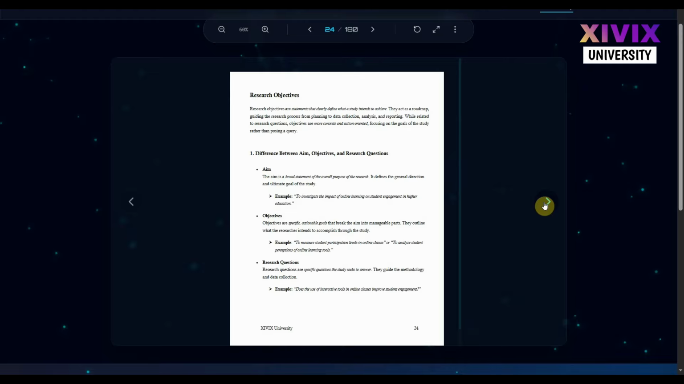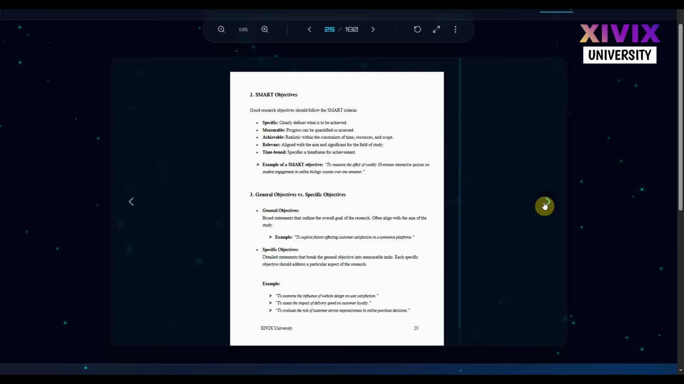When constructing the objectives, you can use this criteria called SMART. As SMART criteria says, an objective has to be specific, which means it should clearly define what it's going to achieve, and it also has to be measurable. The progress can be quantified or assessed, and also achievable, which means the objective can be realistically achieved within a constraint of time, resources, and scope.